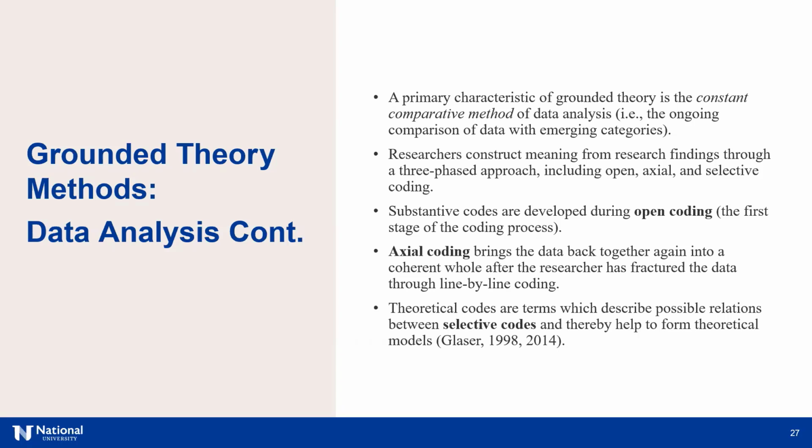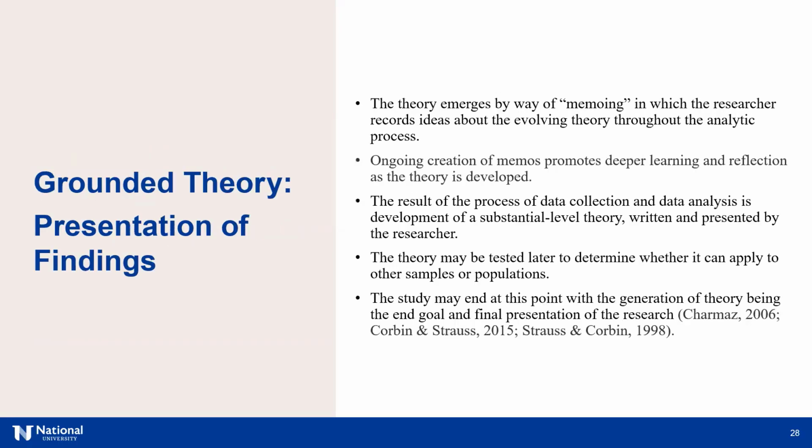Firstly, substantive codes are developed during the first phase, which is called open coding. Next comes axial coding, which brings the data back together again into a coherent whole after the researcher has fractured the data, or broken it apart, through line-by-line coding. And then finally, the third phase is called theoretical coding, where the codes are described in terms of possible relationships between selective codes, thereby helping to form theoretical models, which in essence is the theory itself.